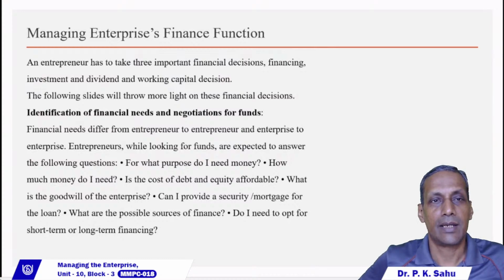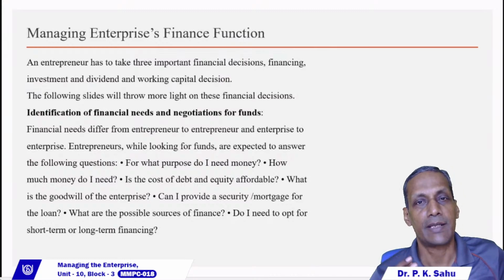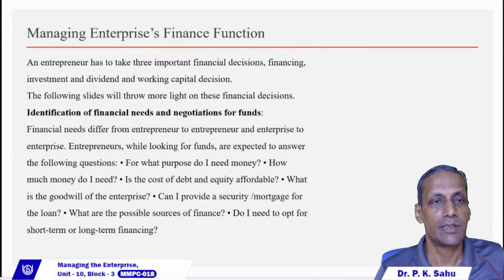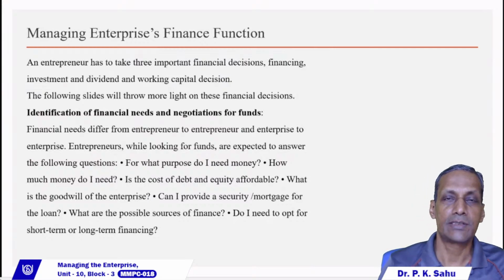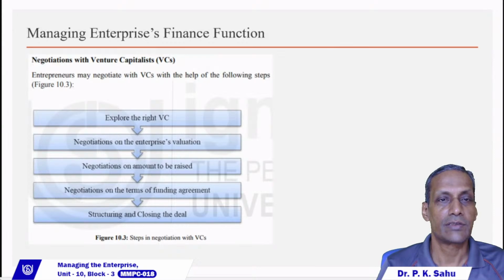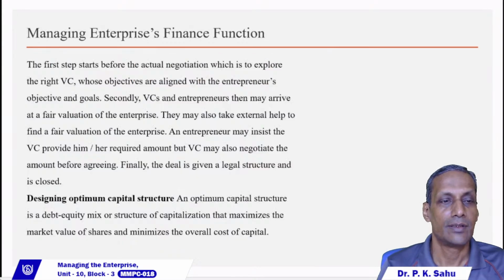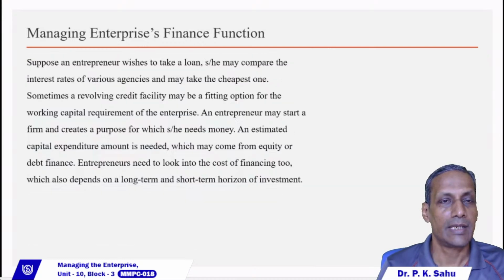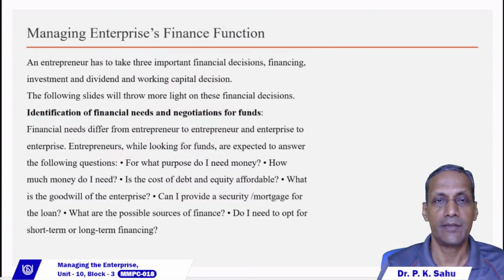Managing the enterprise finance function, an entrepreneur has to take three important financial decisions: financing, investment and dividend, and working capital decisions. So the following slides will throw more light on these financial decisions: identification of financial needs and negotiation for funds, negotiations with the venture capitalists, and designing optimal capital structure. So we will take a look into each one of these. Identification of financial needs and negotiation for funds.